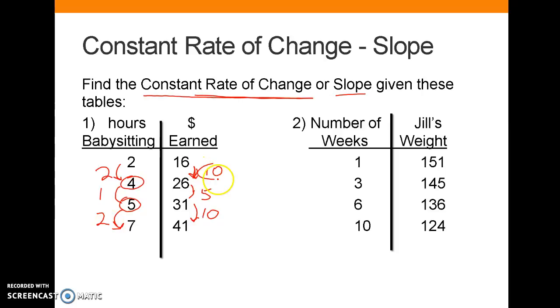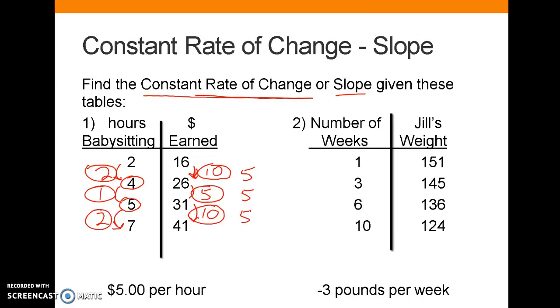Well, in the first example, she got paid $10 for 2 hours of work. 10 divided by 2 is 5. She got paid $5 for 1 hour extra of work. That's $5 per hour. Then here, for 2 extra hours of babysitting, she got paid $10 extra. And if we divide 10 by 2, that's also $5 per hour. So the slope for number 1 is $5 per hour. That's what she gets paid every hour in that chart.